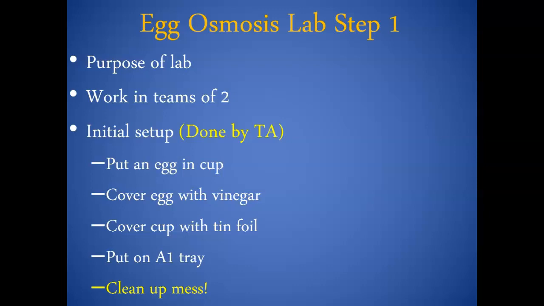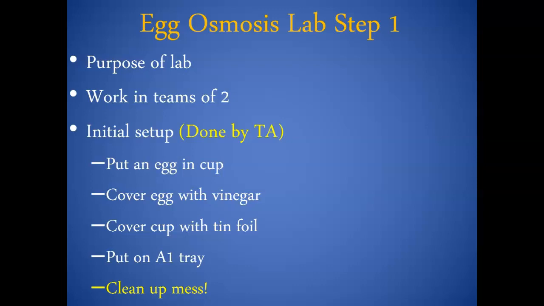What they have done is that they have already put an egg inside a cup. They have covered that egg with vinegar for 24 hours, and it is covered in tin foil, and it is put on a tray that has your lab section. So if it is A1 or D1 or B1 or B2, the lab section's tray is already there, and then they cleaned up their mess. So now it will be our turn when we come for lab today.